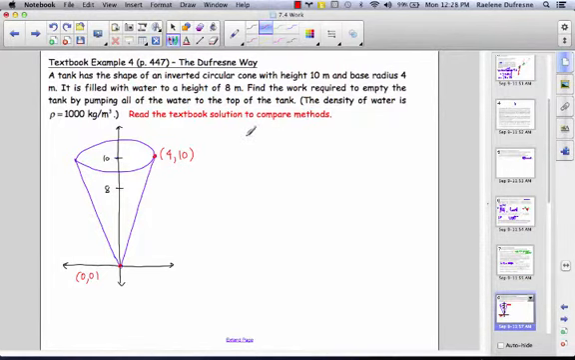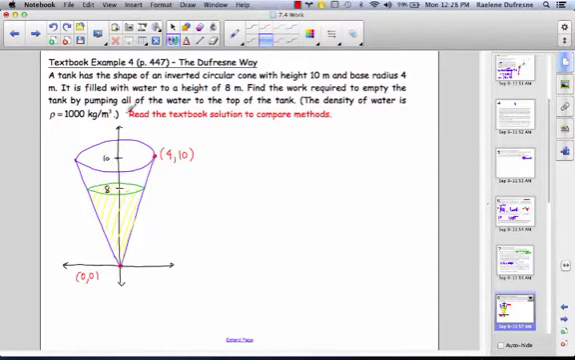The question says, if the water is filled to a height of 8 meters, what is the work required to empty the tank by pumping all of the water to the top, so to a height of 10 meters? Well, the water forms a circular cross-section at the top, and we want to take all of the water. I'll put it in yellow. We want all of the yellow water to be pumped to the top.